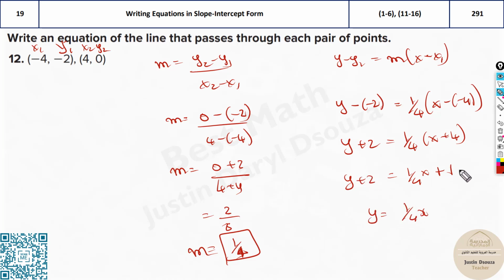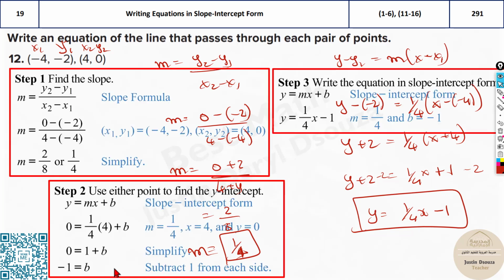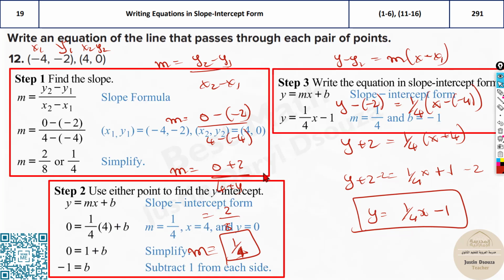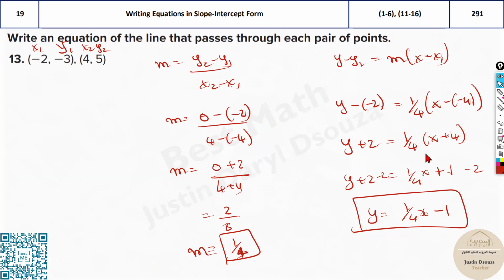Now when this plus 2 goes to the other side, it becomes minus 2 here. You're subtracting both the sides by 2. And here you will have 1 minus 2, that is minus 1. That is the final answer. So here we get negative 1. Okay, sorry, 1/4 is the slope. Now this negative 1 is the y-intercept which we'll have finally, but if you use the slope-intercept form, you don't need to do two formulas, just directly.